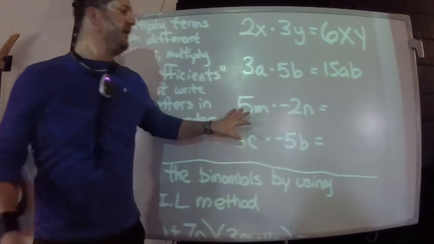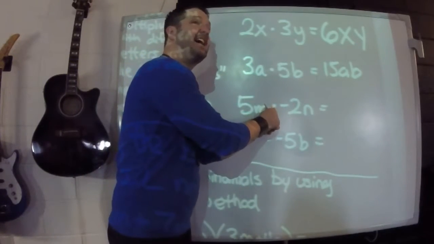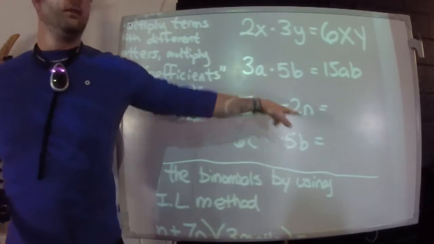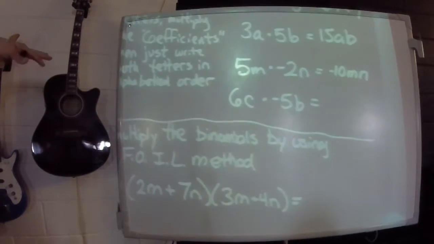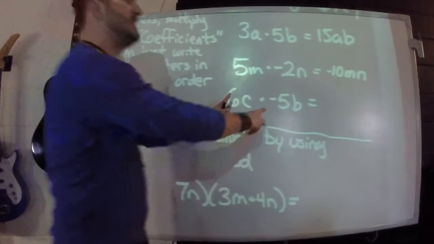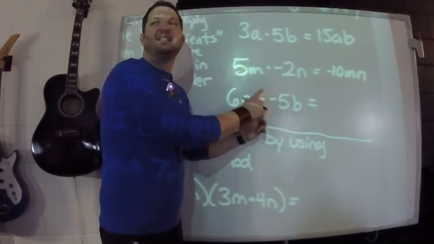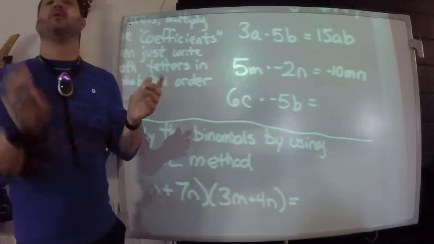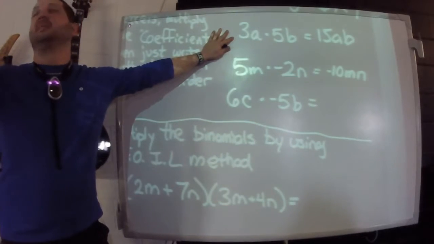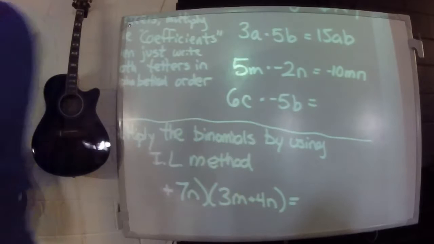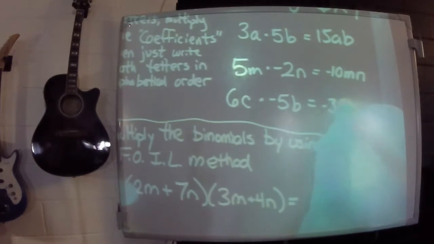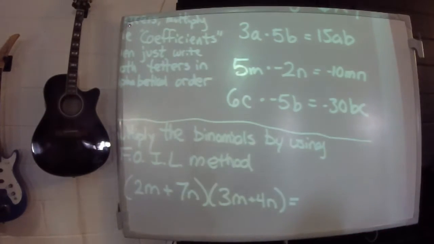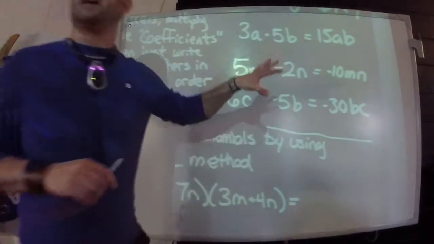It'll go alphabetical. Now here I got 5m times negative 2n, which is negative 10mn. And then the last one, I did the letters out of order. This is negative 30, but we're going to say BC. If you catch yourself writing CB, just go, wait, B comes before C alphabetically. So it's negative 30 CB, but better would be negative 30 BC. Okay, keeping that in mind, what we're going to do is go back to what we learned yesterday.